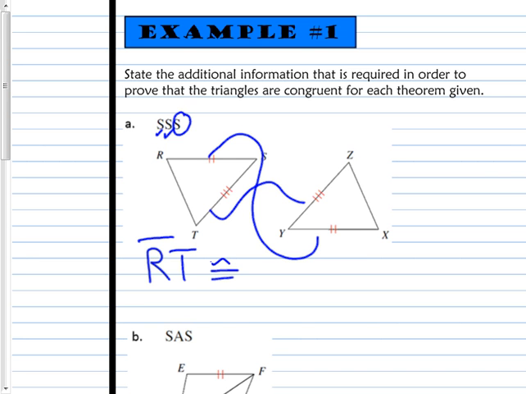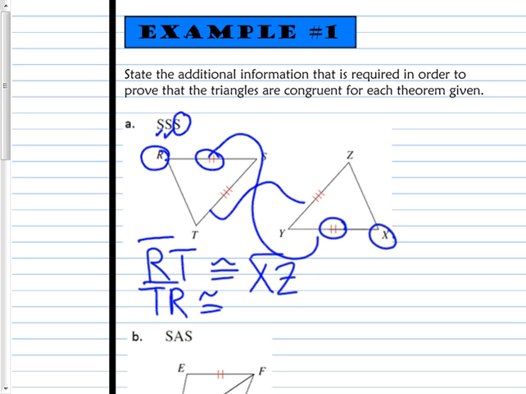If you have called this one RT, look where R is. R is the point that's on the side with two congruence marks. So you have to start with the point that's on the side with two congruence marks again. I started with R, so I have to start with X and go to Z. So RT is congruent to XZ. If you would have started with TR, you would have had to switch it around. Since you started with T this time, the one with the three marks, you would have had to start with Z because that's the one with the three marks as well. So it would have been ZX. You can name it either way, as long as you're consistent.